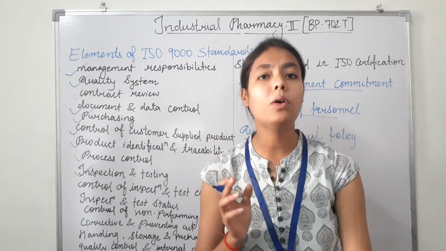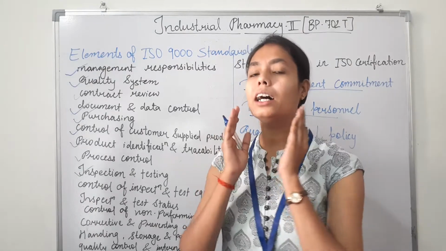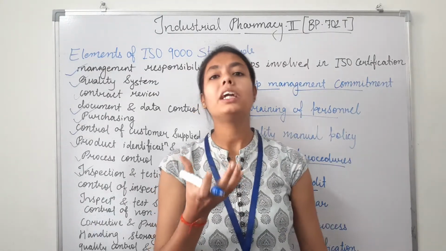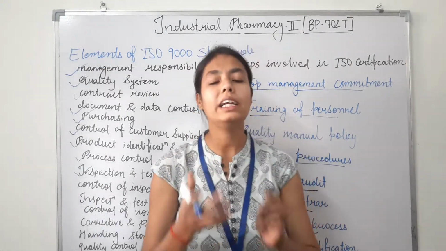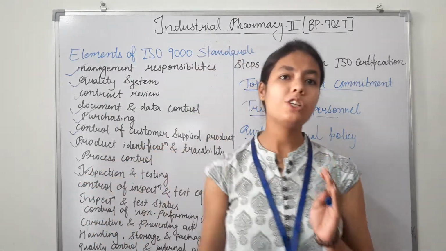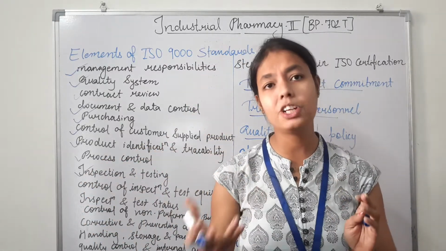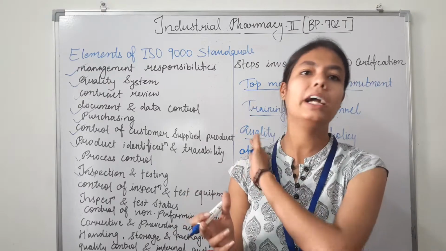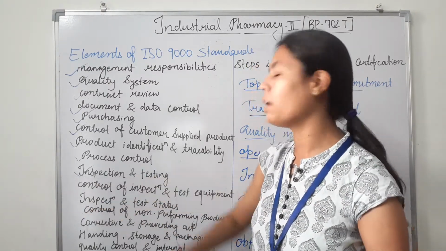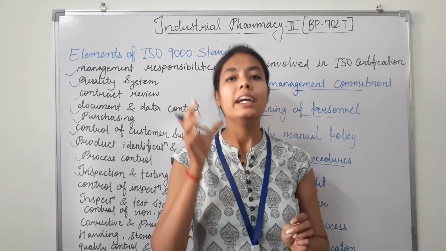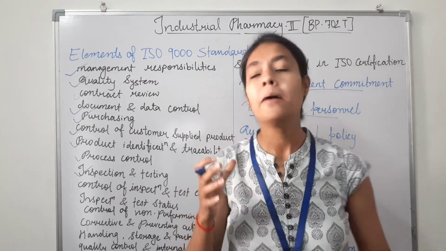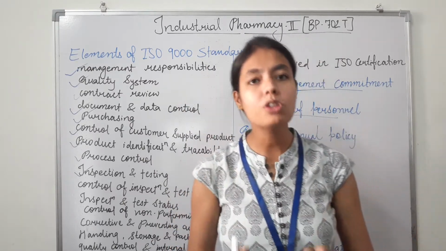Whenever we are talking about a quality product, the starting material should be of good quality, then only we will ensure that our end product will be a quality product. So inspection and testing of the initial material, or we can say the starting material, is the most important.